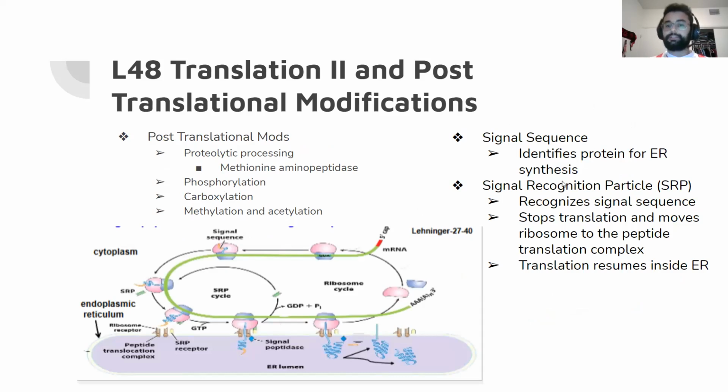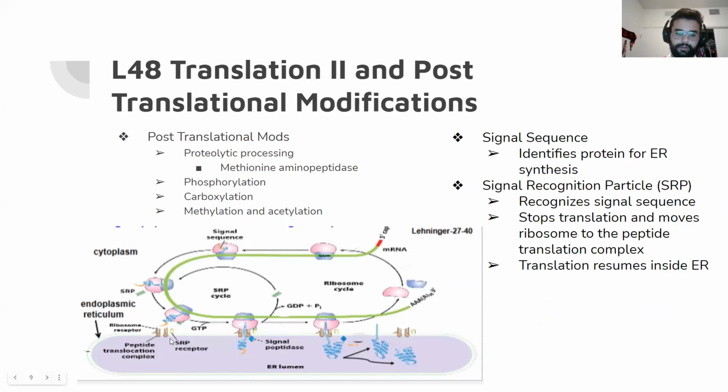The interesting thing is our signal sequence. This actually identifies proteins that are being made in the cytoplasm, so basically identifies ribosomes that are making a very specific protein. A signal sequence is present where we're actually going to identify proteins that should be synthesized in the lumen of our endoplasmic reticulum. So our signal recognition particle recognizes that signal sequence.